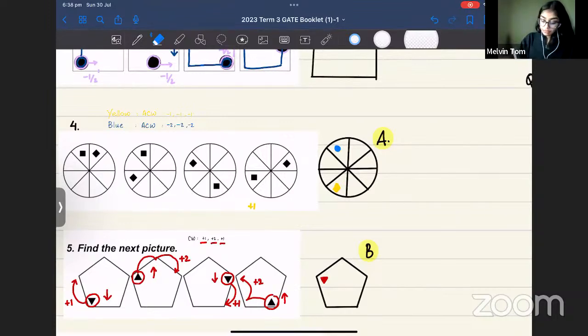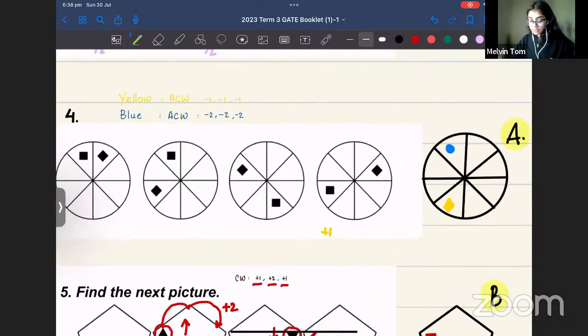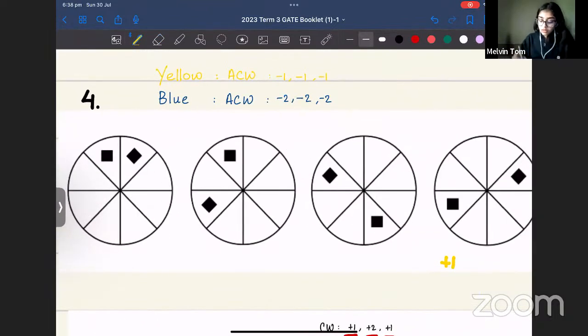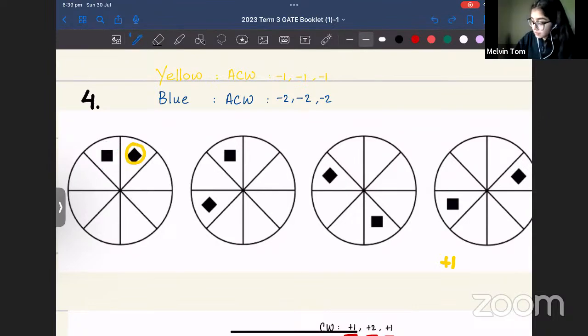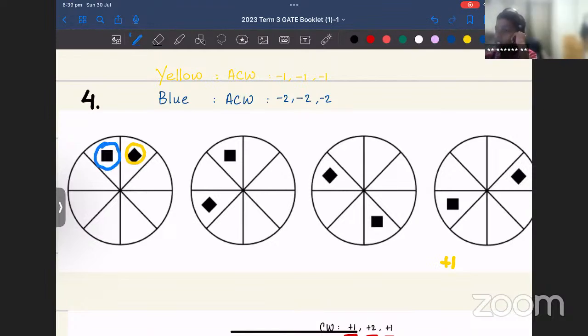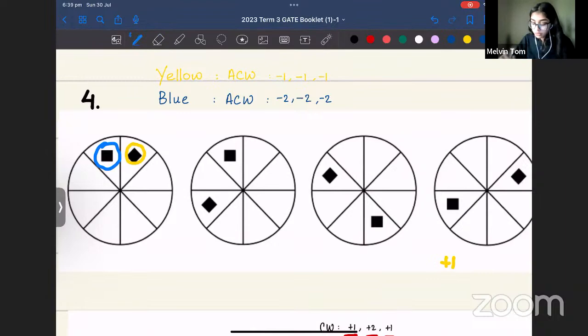Okay. Again, we're given two different objects. We are given a yellow object and a blue object. Very good. I don't like this color. Okay, blue. So naturally, we're going to focus on one color. We'll focus on the yellow one first.